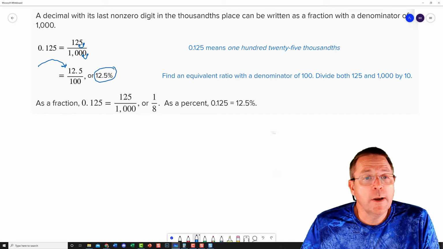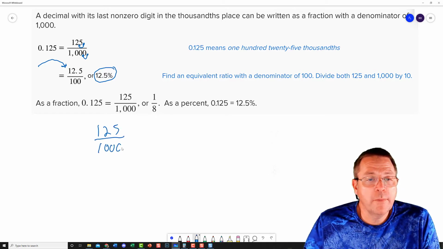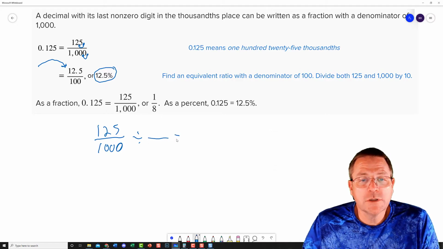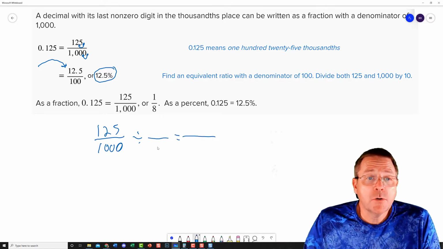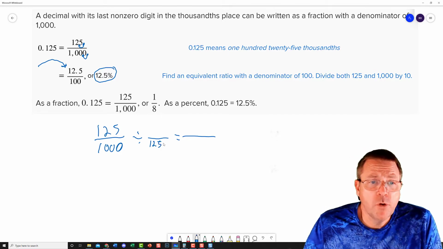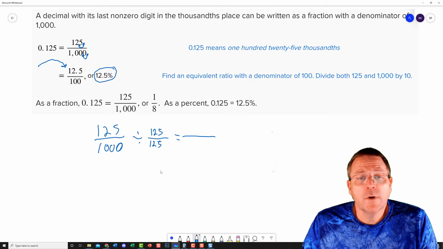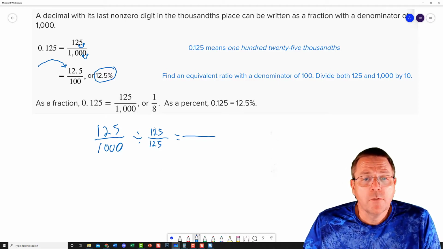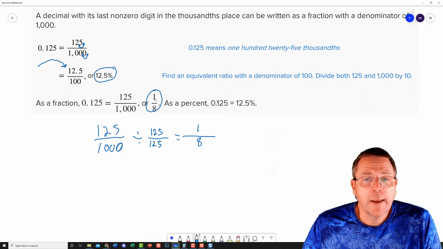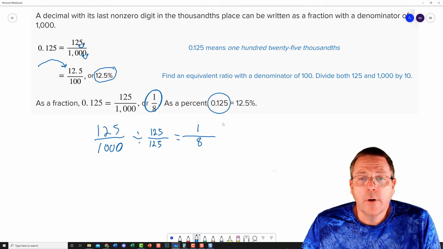As far as the 1/8, where did that come from? Well, let's take a look. They took the 125 over 1,000 and asked, what's the largest number that will divide into both of those? And it turns out that number is 125. Now odds are you wouldn't figure that out right off the top. You would maybe have to do 5 and then 5 again or something of that nature. But they recognized that it was indeed 125. So they took the 125, divided top and bottom, got 1 over 8, and that is where they got that answer.